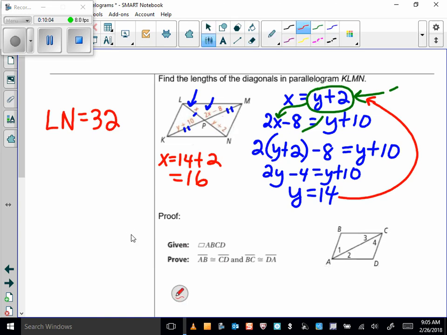If y is 14, then that means this is 24. Let me plug in x here, 16, 32, 24. So yes, thank goodness it's working out right. So that means KN is 48. Oh my goodness, how much trouble leaving out one number can cause.